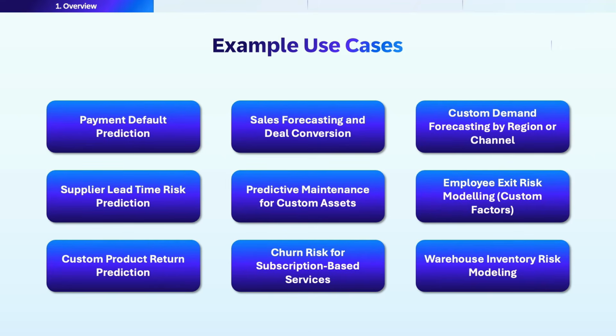Custom product return prediction estimates the likelihood of returns based upon factors such as order combinations, customer type, and past behavior. Churn risk for subscription-based services uses data such as usage patterns, ticket volume, and satisfaction scores to forecast potential customer churn. And finally, warehouse inventory risk modeling highlights items at risk of going out of stock by analyzing historic movement data, product life cycles, and seasonal trends.